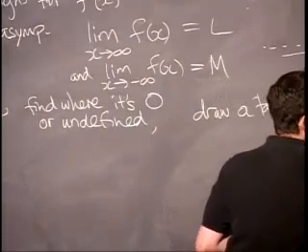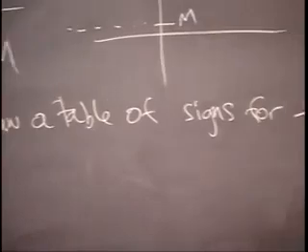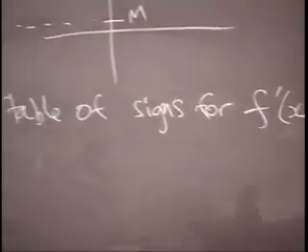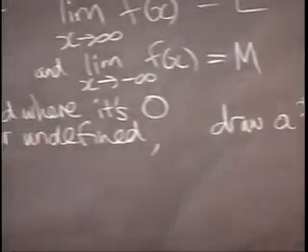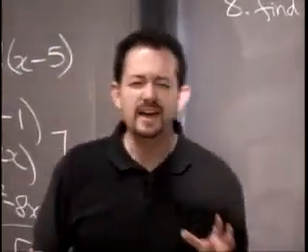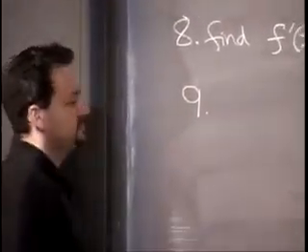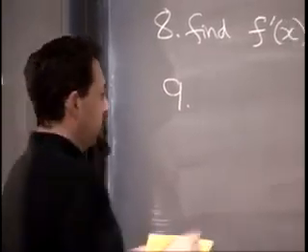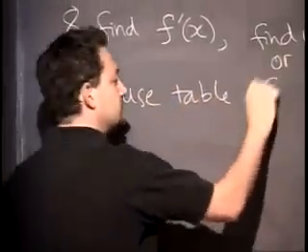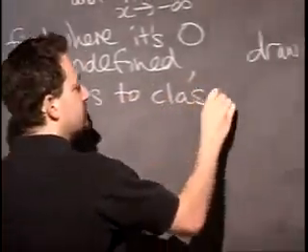For f prime of x. And again, I've told you all about how to draw the table of signs, so I'm not going to belabor that at the moment, although we will look at a whole lot of examples. Draw a table of signs. That, as we've seen, gives you a heck of a lot of information. However, there's one extra step. Step 9: use the table of signs, as we've done, to classify maxima and minima.